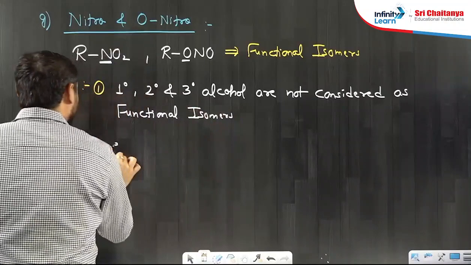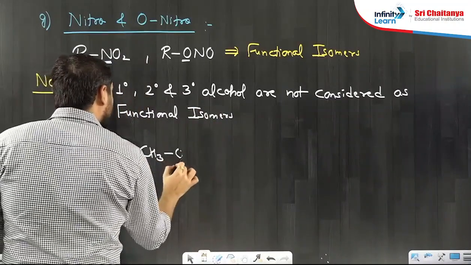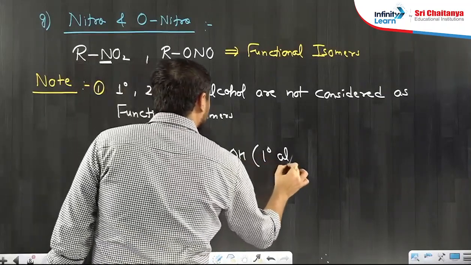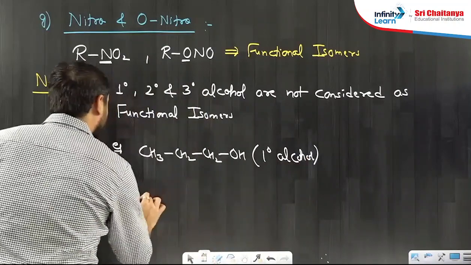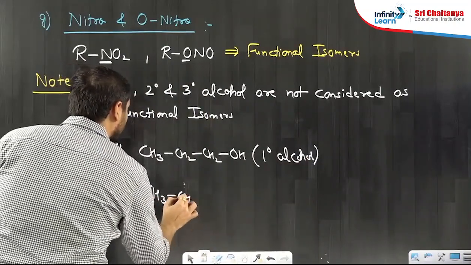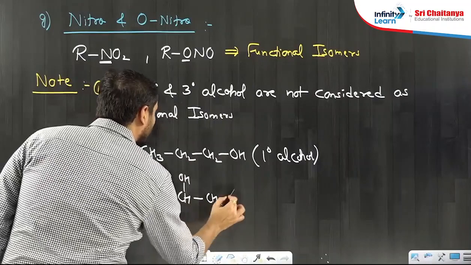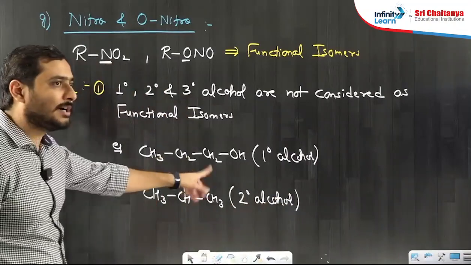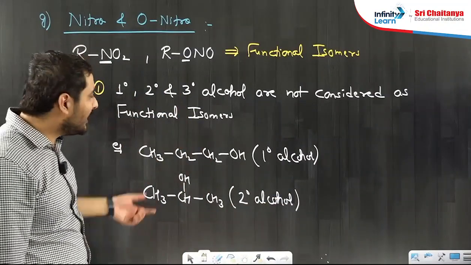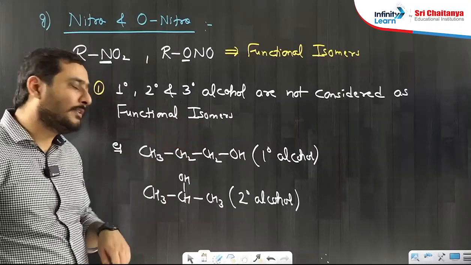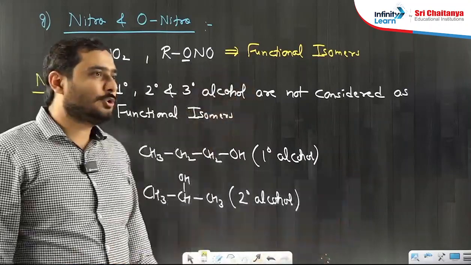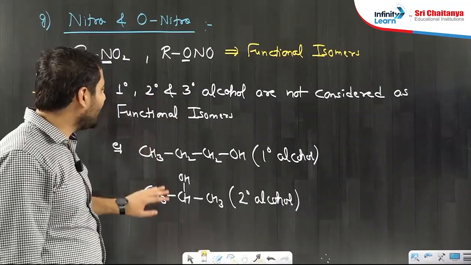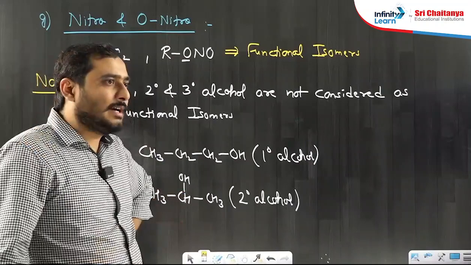So if I write this example, let us say CH3CH2CH2OH, which type of alcohol is it? Primary alcohol. And if I write CH3CH(OH)CH3, which type of alcohol is it? Secondary alcohol. Now, they are not functional isomers of each other. You have to tell what is the relationship between these two compounds, which type of isomers these are.